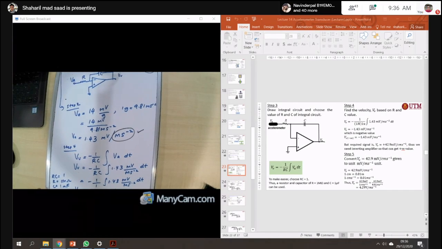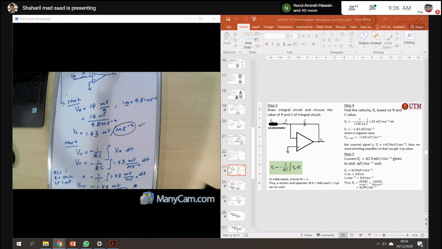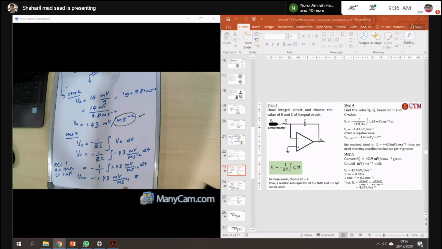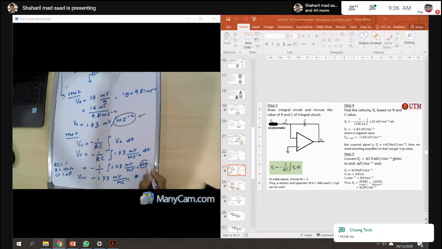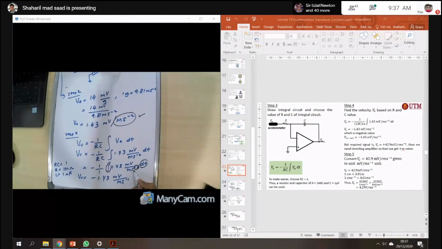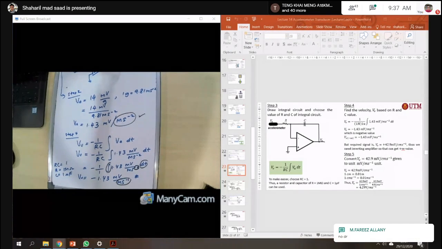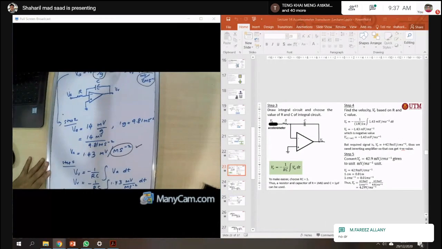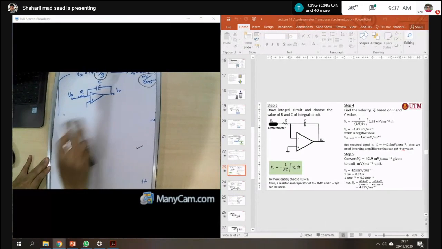Alright, so far do you have any question? Do you have any question that you're going to ask? No? So what happened is dt, integral dt here, so it will integrate this one only. Meter per second squared, now it becomes meter per second only. Okay, done. Good. So that's it, step number 4.